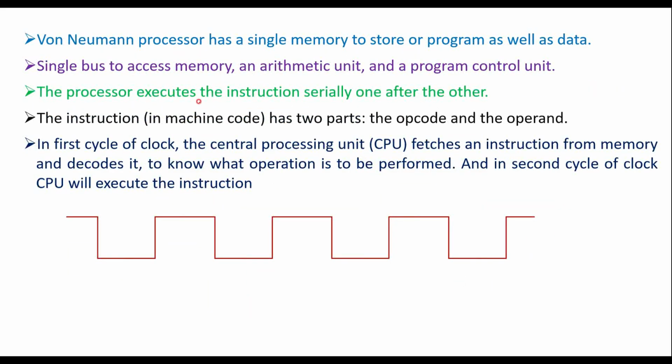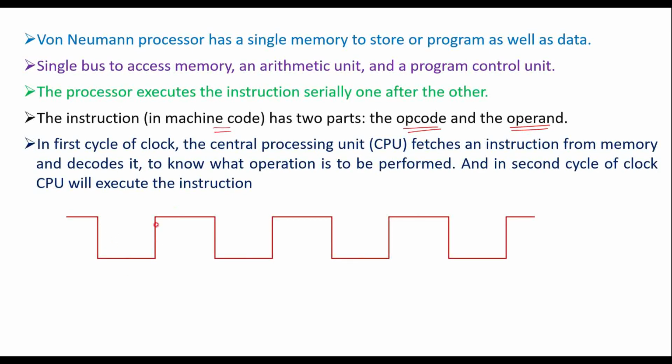The processor executes the instructions serially, one after the other. I will explain this shortly. The instructions which are stored in program memory have two parts, which we call machine code. The two parts are, one known as opcode, and the other known as operand. Opcode indicates to the processor what operation is to be carried out, and the operand is the data on which the operation is to be carried out.